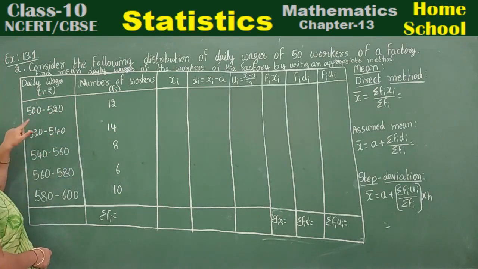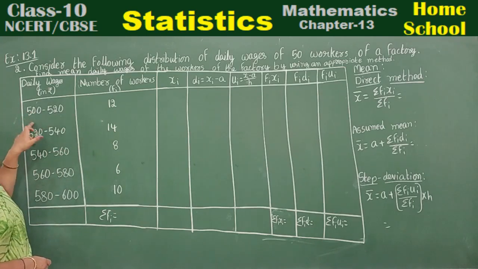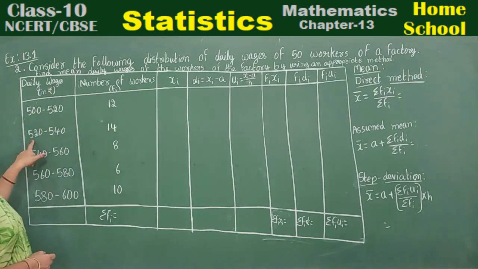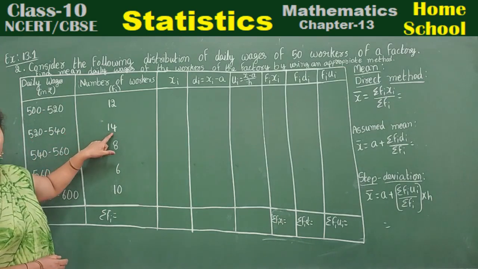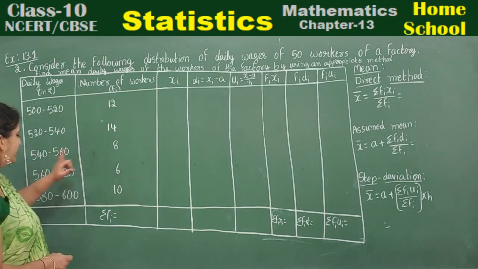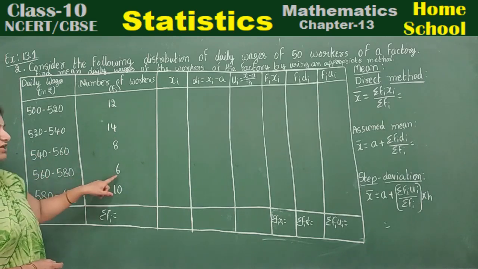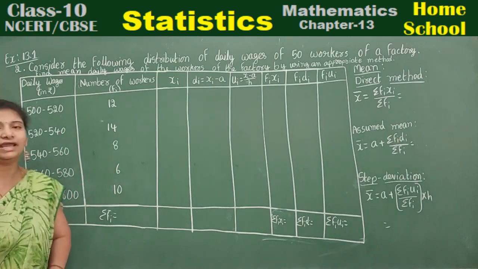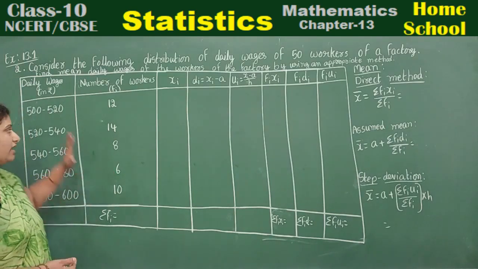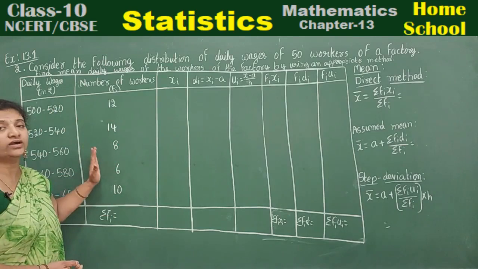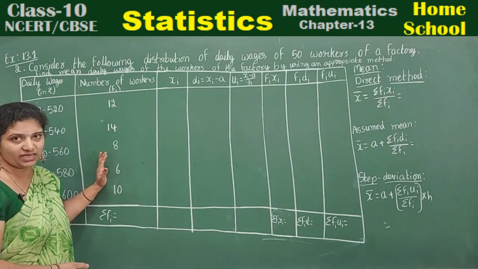Let's see first. 500 to 520 rupees, 12 workers are earning. 520 to 540, 14 people. 540 to 560, 8 workers. 560 to 580, 6 workers. 580 to 600, 10 workers. These are the wages and these are the workers. Workers in the sense frequency.